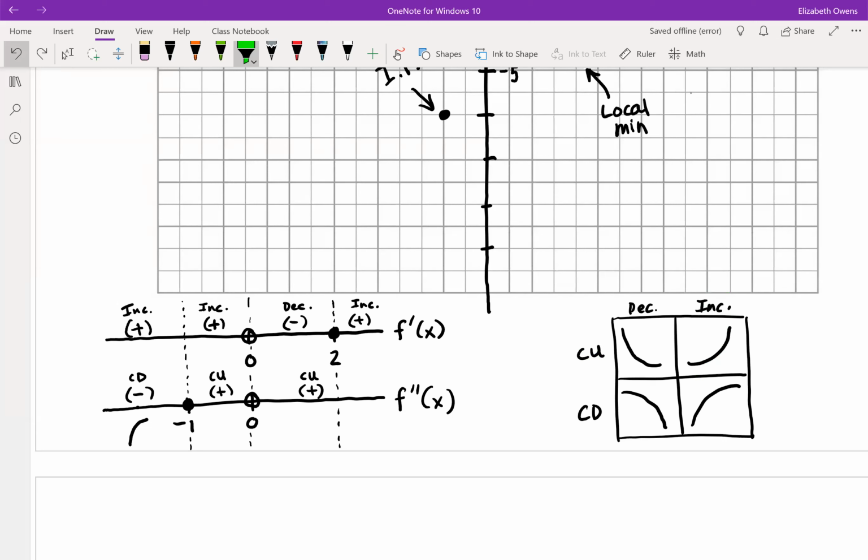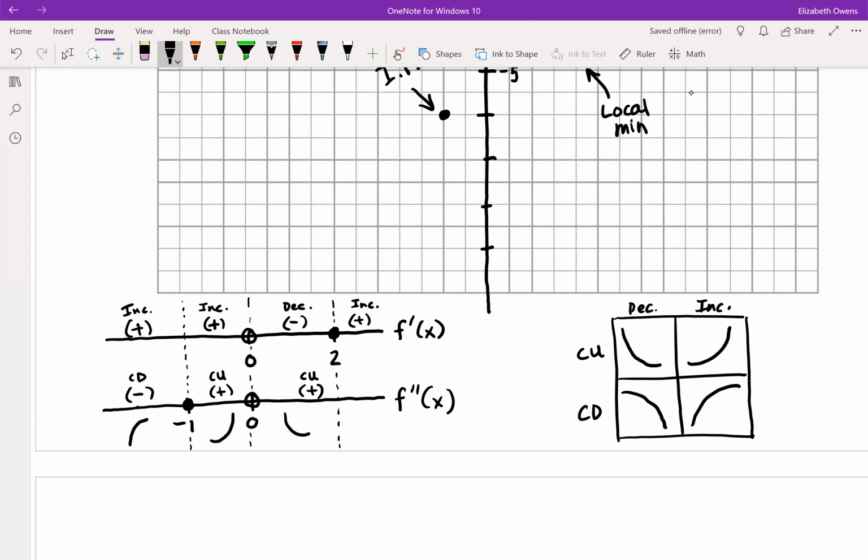So that's going to have this type of shape. And then our next interval is here from 0 to 2. The function is concave up and decreasing. So concave up, decreasing, this shape right here. So that is going to have this type of shape generally.